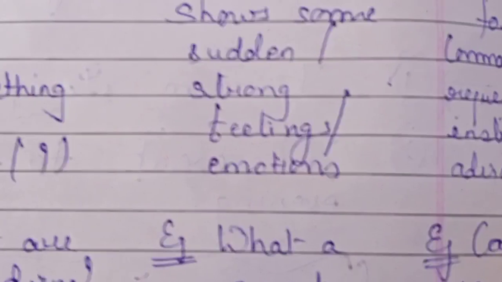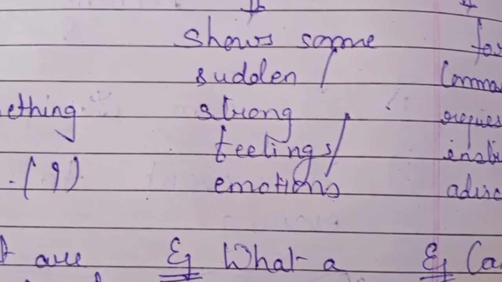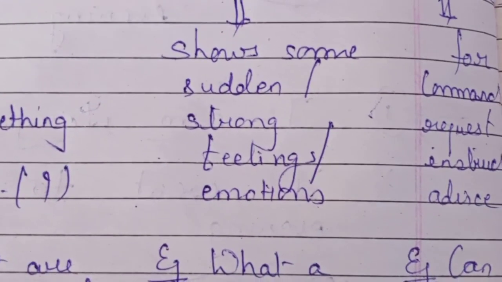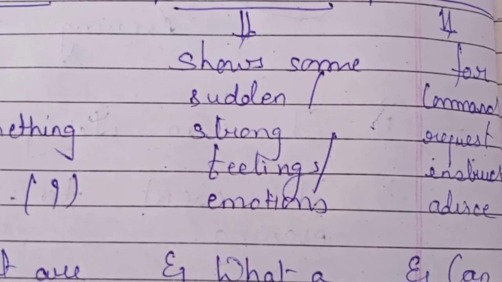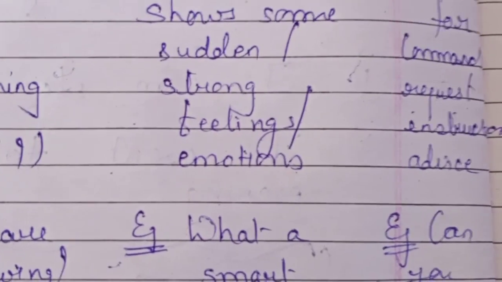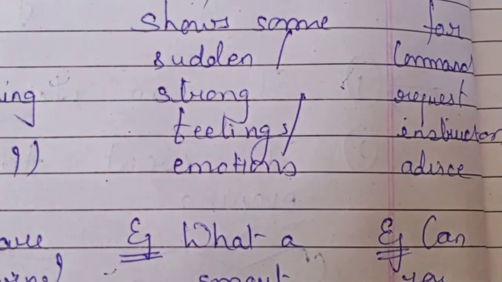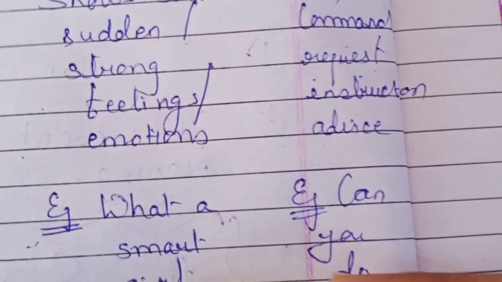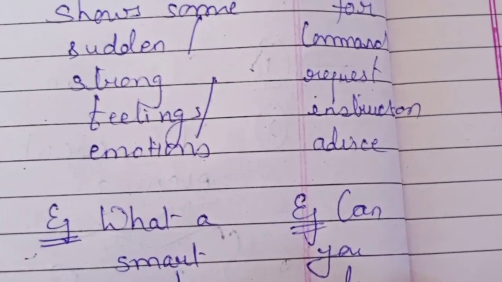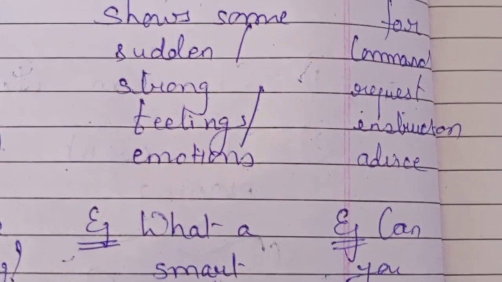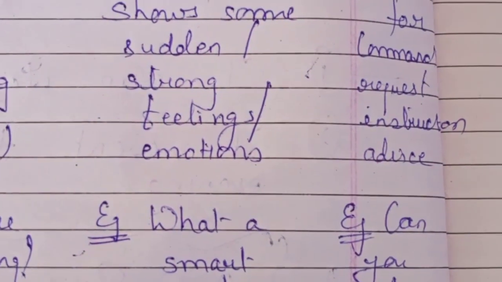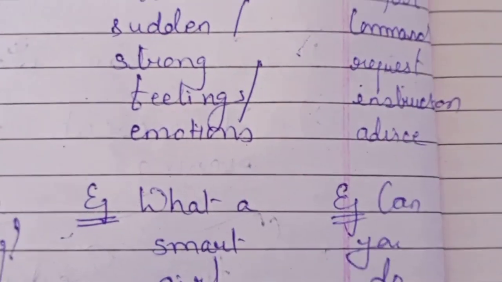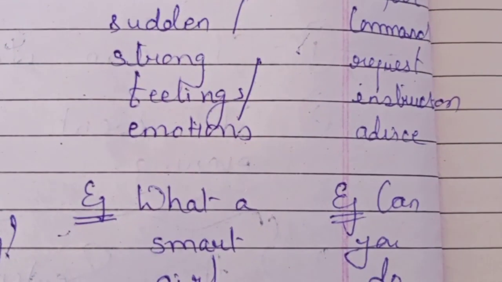Exclamatory sentence. It shows some sudden strong feelings or sudden emotions, whether it be joy, grief, or sorrow, anything. Again, it starts with a capital letter, and at the end of the sentence you can find an exclamation mark. Look here, this one is clear. Exclamation mark. So this is the third type of sentence, the exclamatory sentence. First one is declarative, second interrogative, third exclamatory.